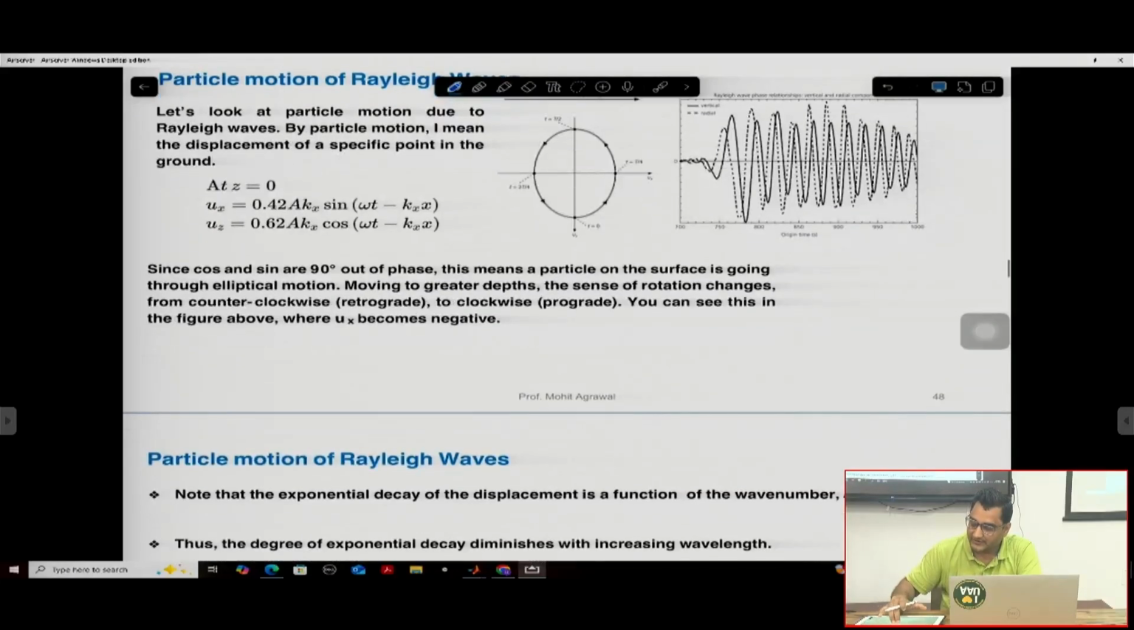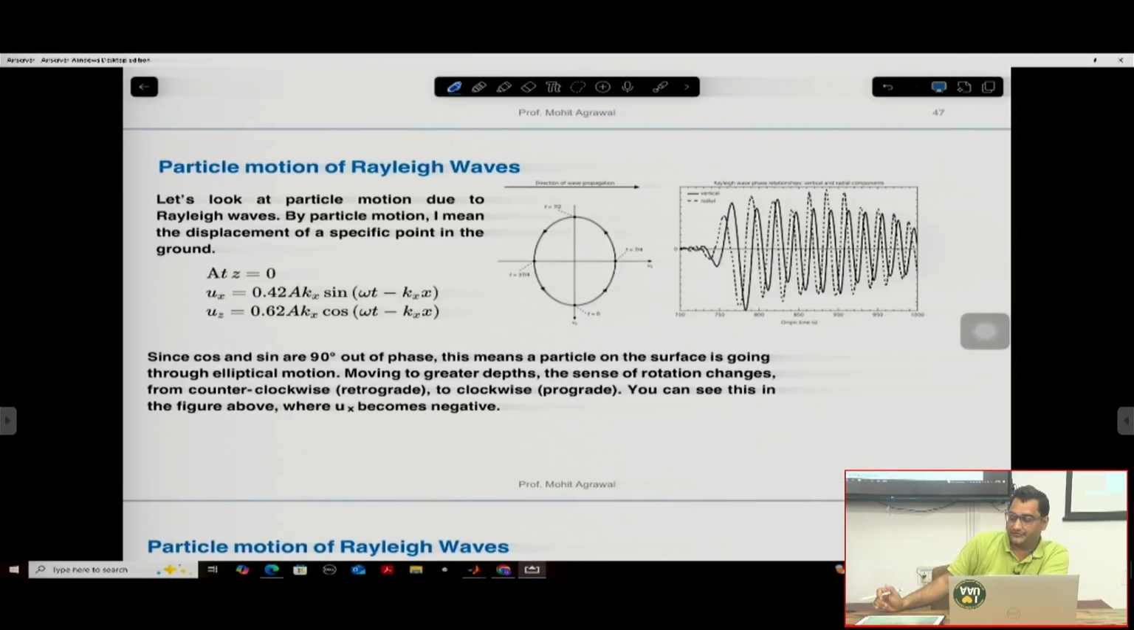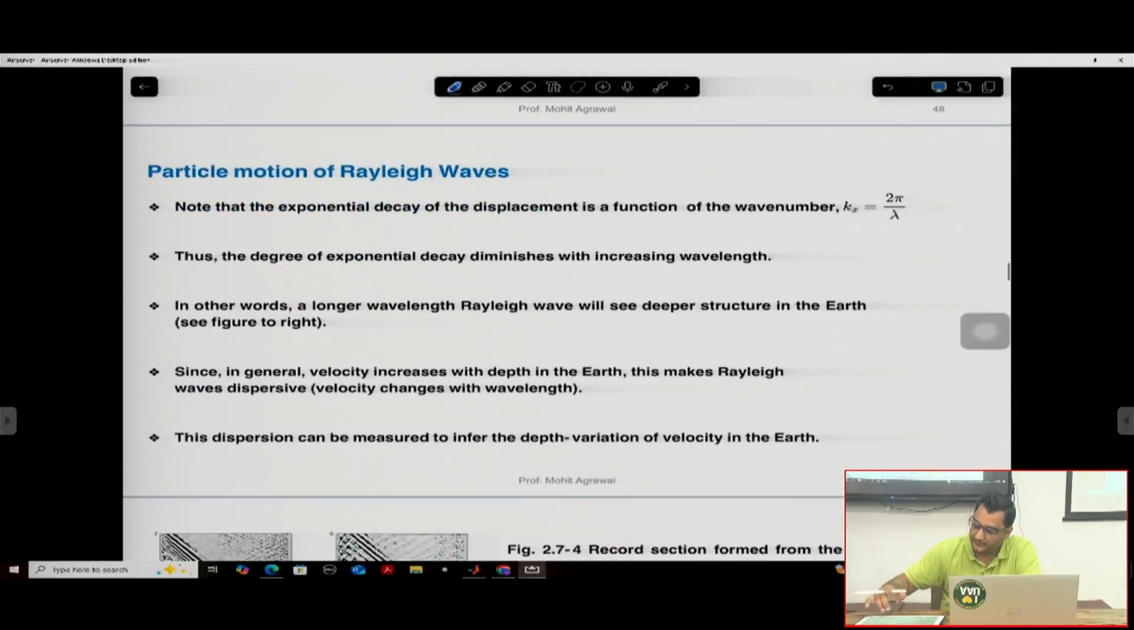Now, in the Poisson solid, the equations for the displacement in the x and z directions, in combination, give the retrograde elliptical motion. You can see the displacements in the x and z directions have sine and cos components, so they are 90° out of phase. In this figure we saw that when one component is maximum, the other component is minimum, and vice versa. So this is what we did.